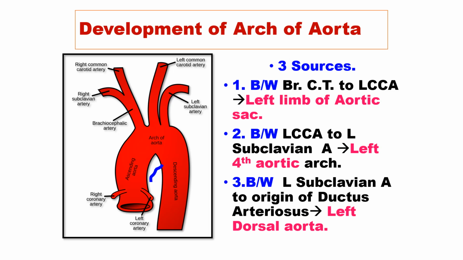So finally coming to the summary of development of arch of aorta, which is mainly from three sources: between the brachiocephalic trunk and left common carotid, left horn of aortic sac. The second component between the left common carotid and left subclavian is left fourth aortic arch. Between the left subclavian and the origin of ductus arteriosus is left dorsal aorta.